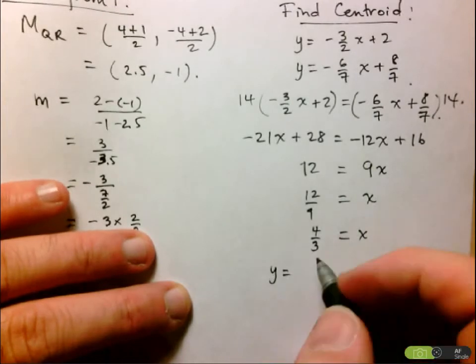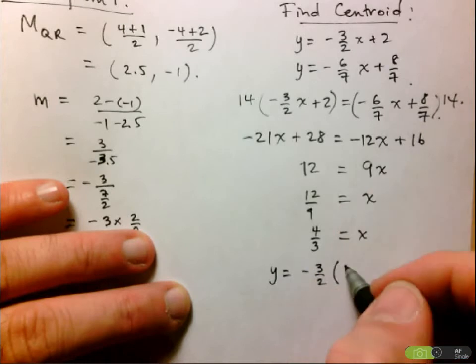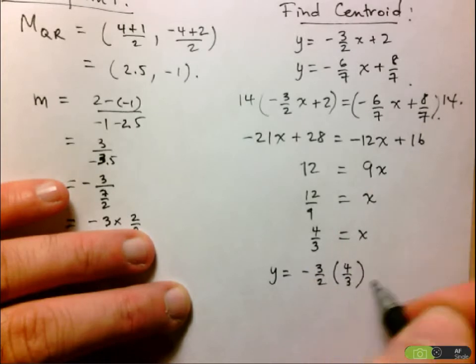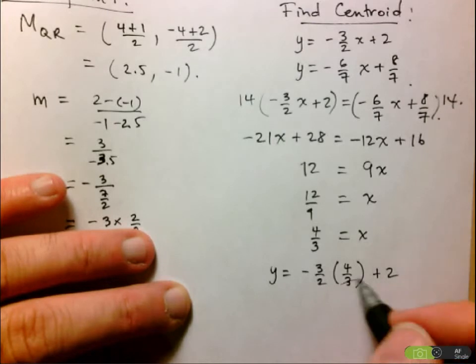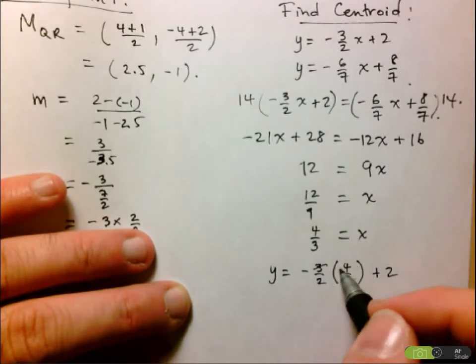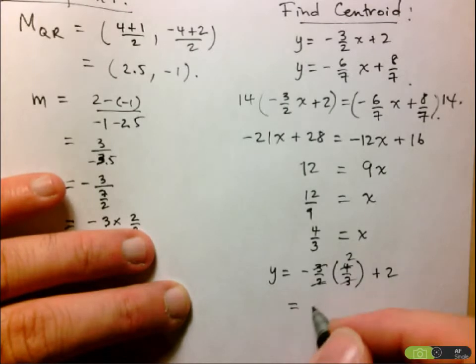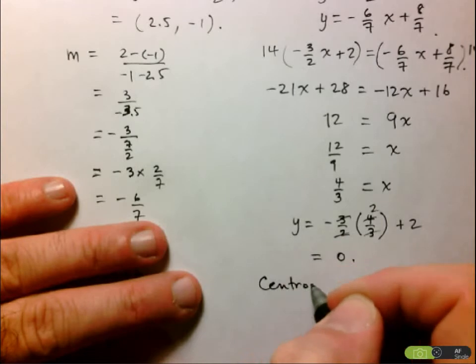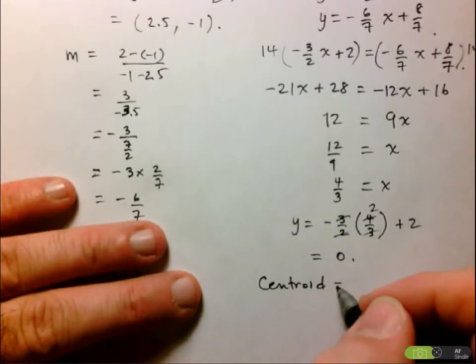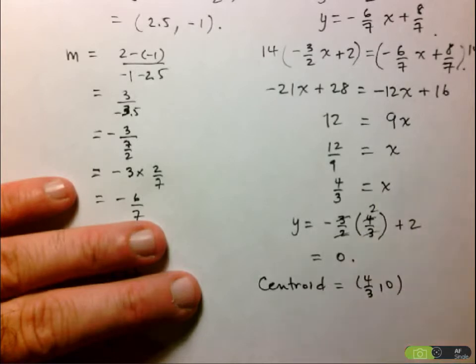So y is equal to negative 3 over 2 times our x value that we just found, 4 over 3, plus 2, and here lots of nice stuff happens because the 3's reduce, and 4 over 2 is just 2, so I'm just left with negative 2 plus 2. Oh, in fact, I'm just left with 0. So my centroid is just equal to 4 over 3, 0.